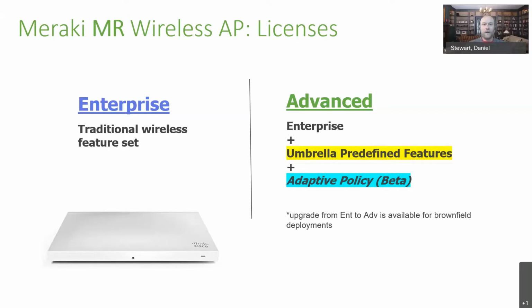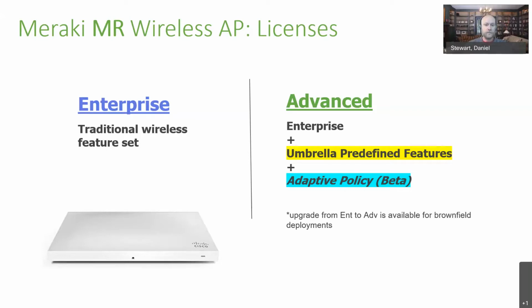So the first thing that caught my eye when looking at why the advanced license would be a great option for my deployments would be Umbrella and some predefined features. So before we uncover what those features are, question, Bobby, what actually is Umbrella?